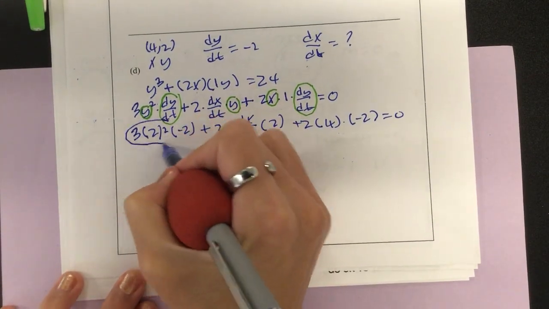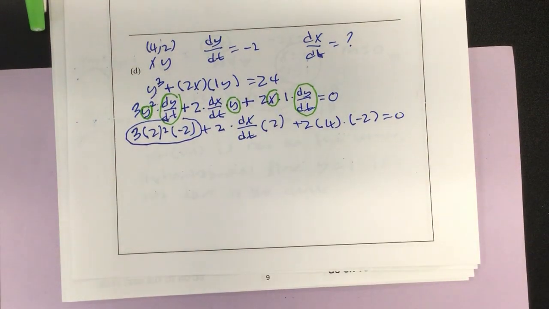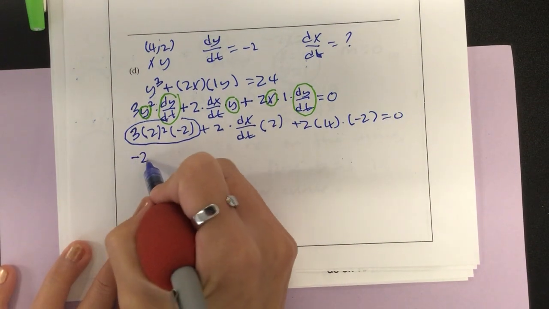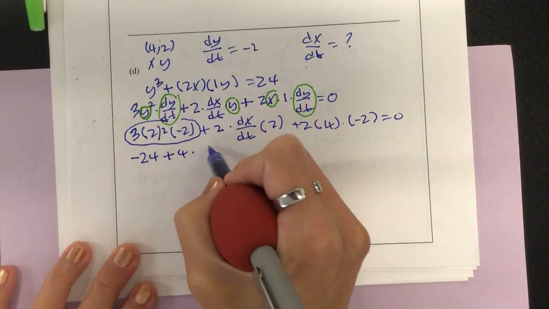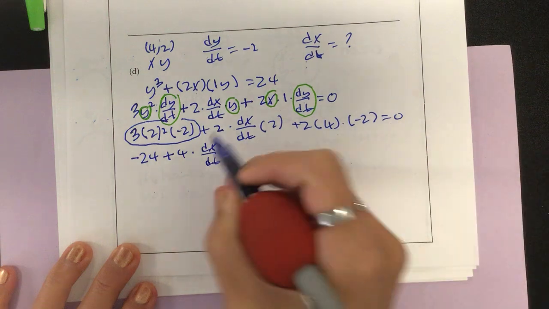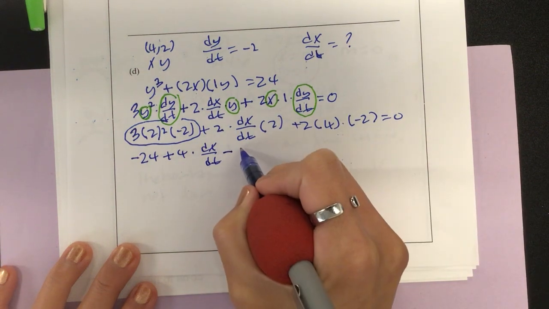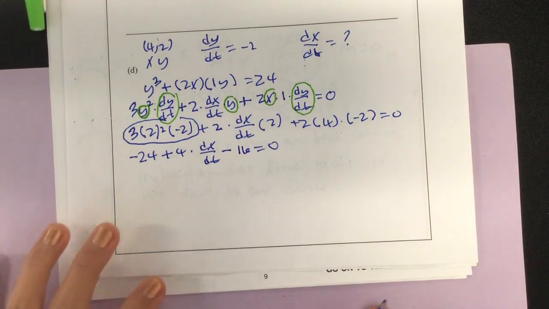Okay, let's do everything in one go as a big chunk. What would all this give me? 3 times 4 times negative 2, is it? Good, negative 24, thank you. For the next one it's simply 2 times 2, which is 4 dx over dt. What would all this give me right here at the end? Minus something. Very good, minus 16 is equal to 0.